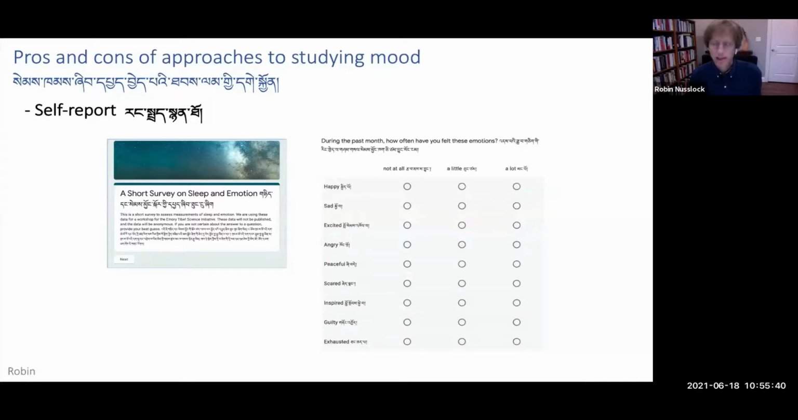And as Nicole mentioned, self-report measures are really important because we really care about people's self-reported experience around things such as sleep and emotion.